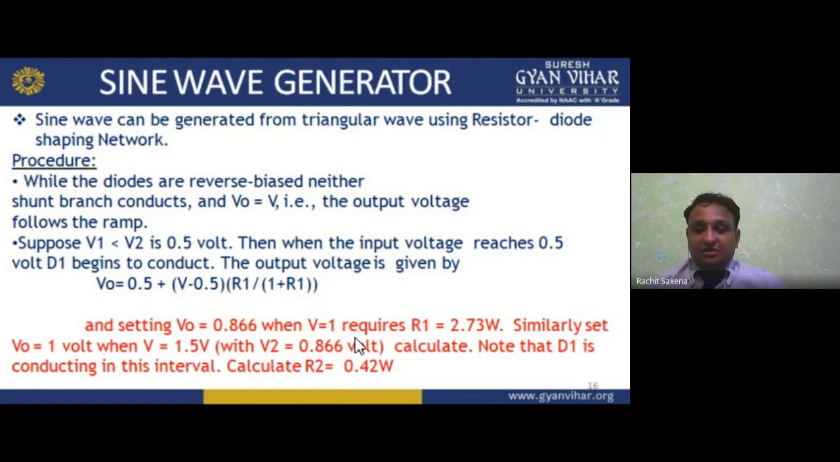Similarly, set V naught equal to 1 volt when V is 1.5 volt with V2. With V2, what happened? We'll get 0.866 volt. Calculate. Note that D1 is conducting in this interval. Calculate R2 equals 0.042. You have to make these settings.